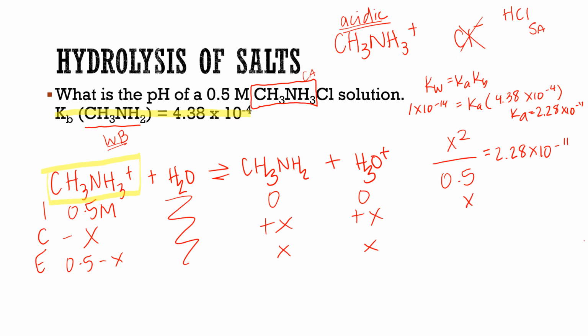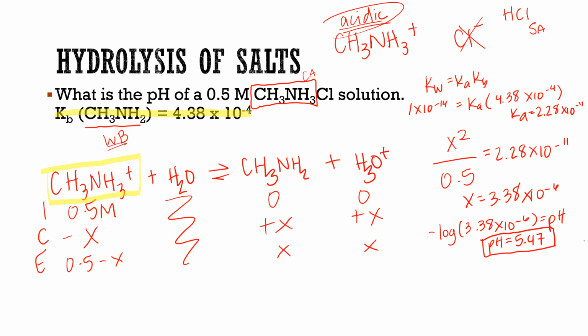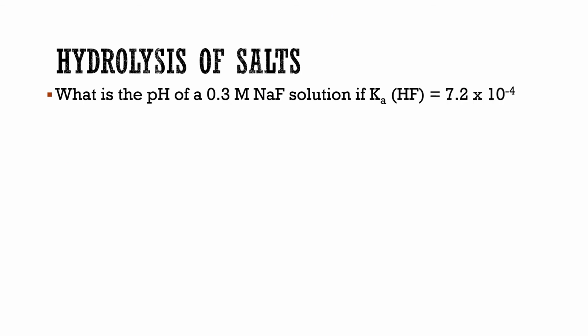So then I get that x equals 3.38 times 10 to the negative 6. Take the negative log of that, and I get that the pH equals 5.47, which is an acidic pH, which is what I would expect since this is acidic. All right, let's do one more example.